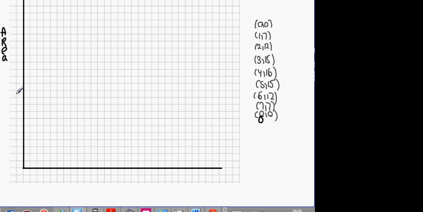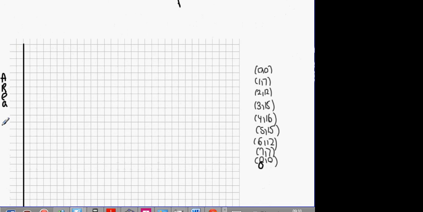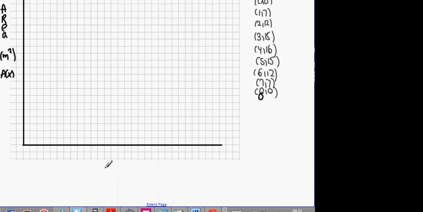And what's area measured in? Meters squared. Also known as A of x. What's the x-axis? X, which is measured in meters. X is also the width, isn't it? Okay, let's draw our numbers.